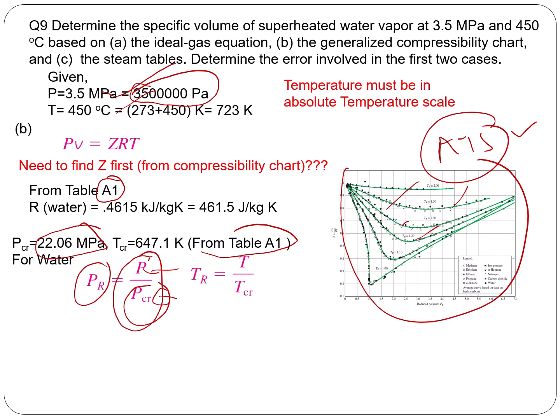For T critical, again, it has to be always absolute. You can't say this is in degree centigrade, this is in degree centigrade. Absolutely wrong. It has to be always absolute temperature scale. Since we are doing it in SI unit system, it has to be Kelvin. It has to be Kelvin.